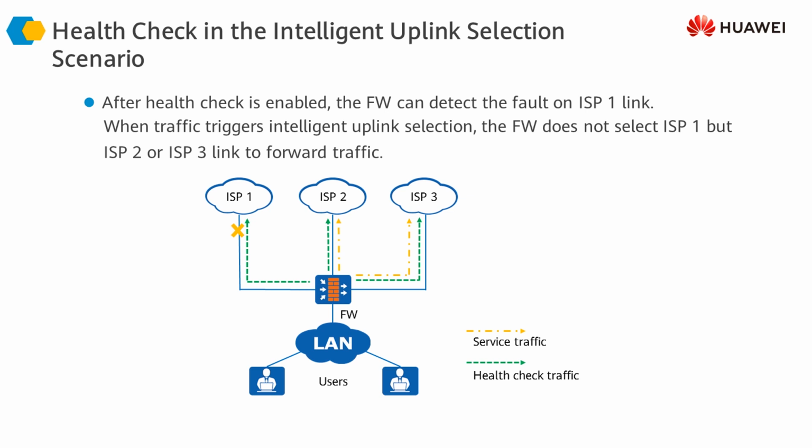If you look at the text here, it says after health check is enabled, the firewall can detect the fault on the ISP1 link as shown here. When traffic triggers intelligent uplink selection, the firewall does not select ISP1 but ISP2 or ISP link 3 to forward the traffic. So these two links are going to be used, and the link through ISP1 will not be used because the firewall has detected through health check that this link is not healthy and not available.